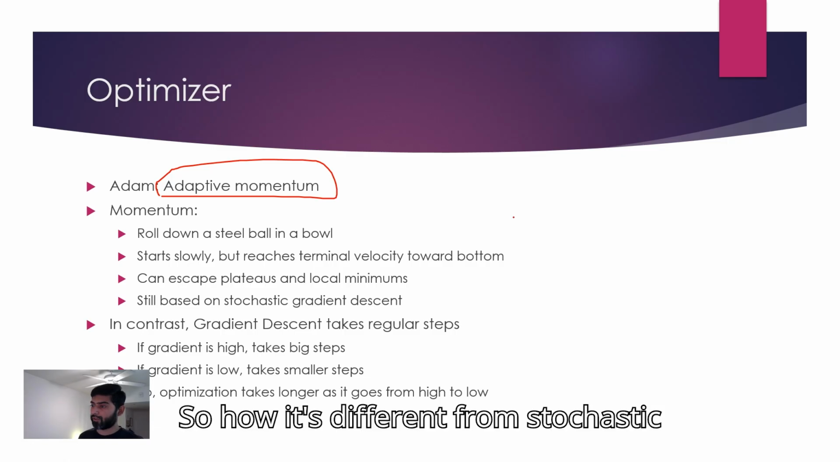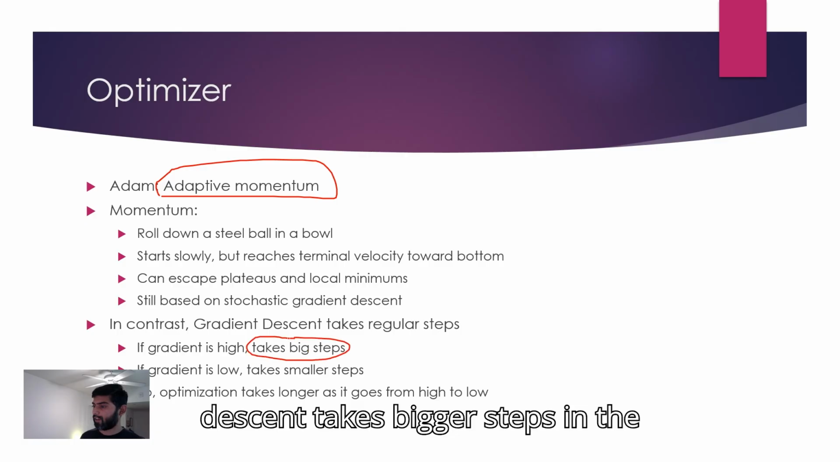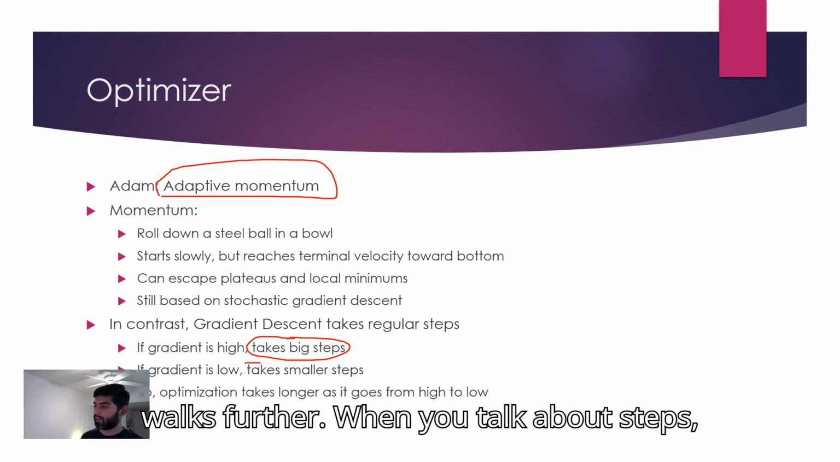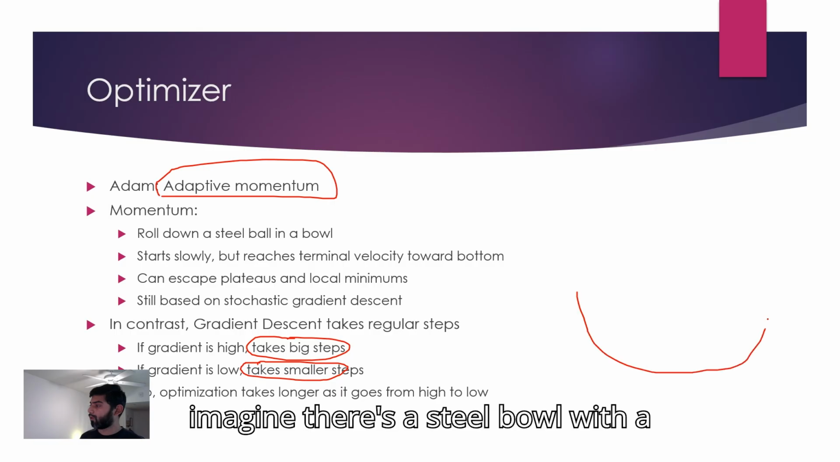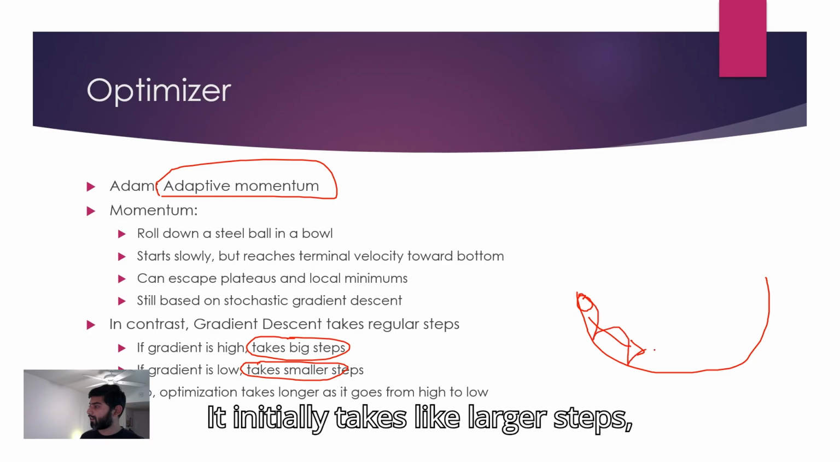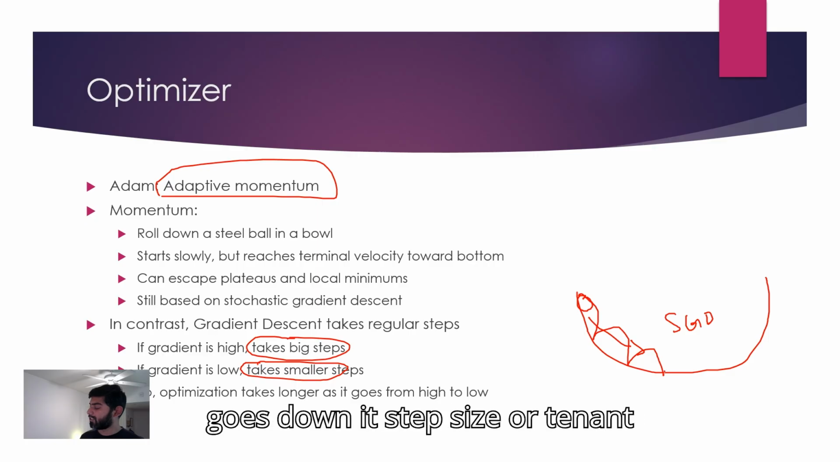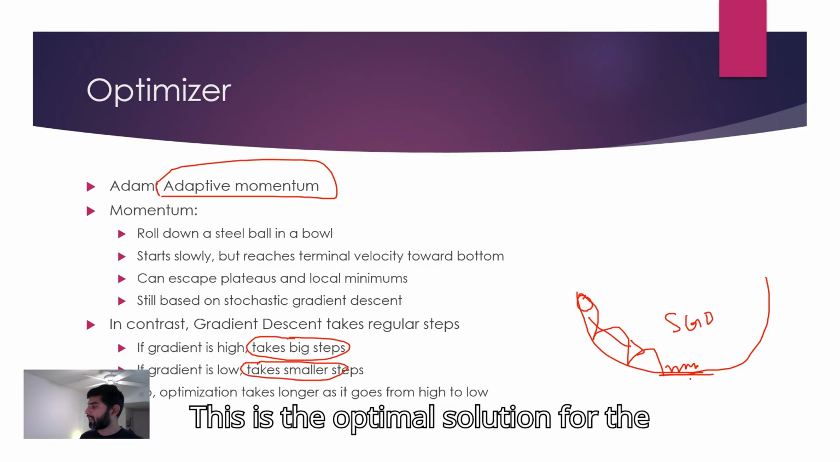So how is it different from stochastic gradient descent? Stochastic gradient descent takes bigger steps in the beginning and takes smaller steps as it walks further. When we talk about steps, I really mean the tangent. Imagine there's a steel bowl with a steel ball walking down. Initially it takes larger steps with stochastic gradient descent, and as it goes down, its step size or tangent size keeps getting smaller. This is the optimal solution for stochastic gradient descent.